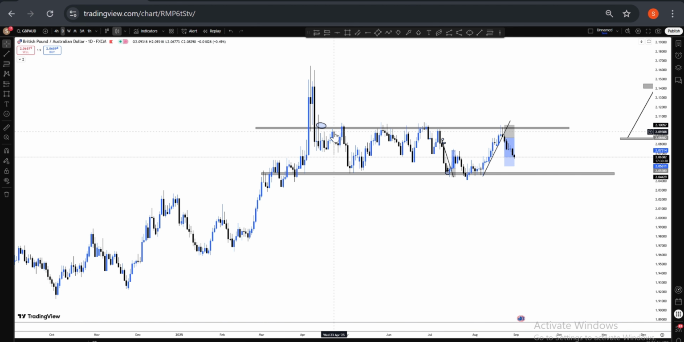Now once price rejects up to 7 times, that's not a coincidence. That means that price has a higher probability of rejecting from this point again. So once price came back to this point, I went to the 4 hours to take my trade.